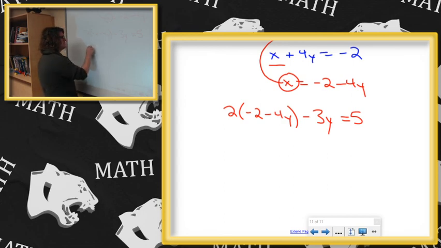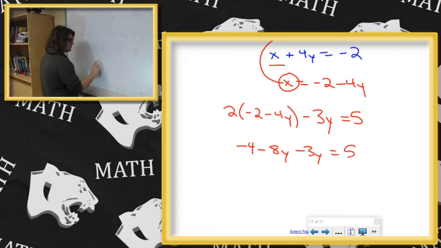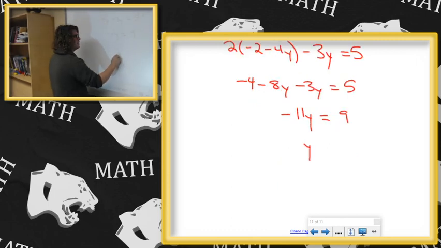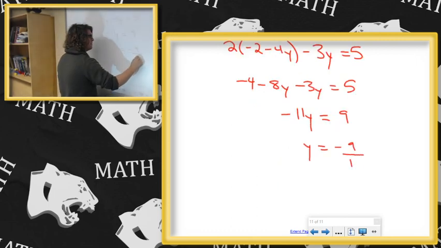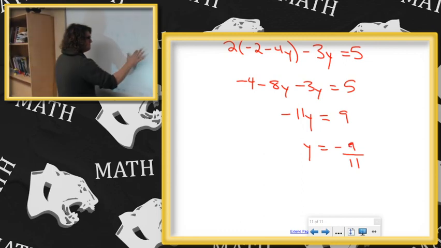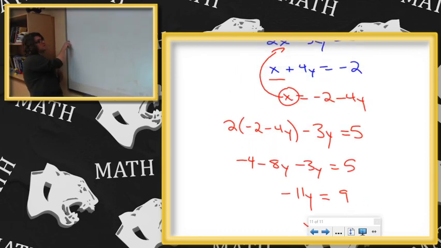All right, so we would get -4 minus 8y minus 3y is equal to 5. So that's -11y is equal to 9, or sorry, y is equal to -9 over 11. Again, that's not the prettiest value, but that's okay. Leave it in fraction form. That's kind of the safest way to deal with that sort of thing.